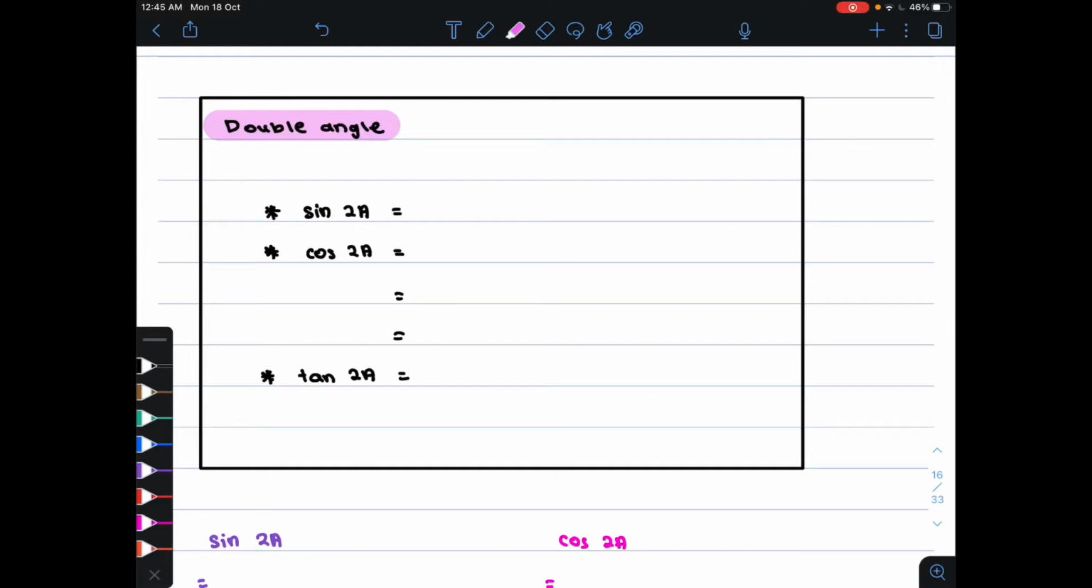Next, we have the double angle formula. Note that the double angle formula comes from the compound angle formula. Therefore, it is not given in the exam. So, let's find the double angle formula using the compound angle formula.